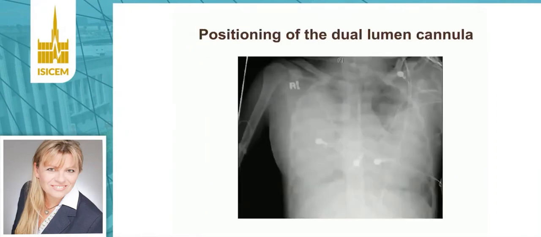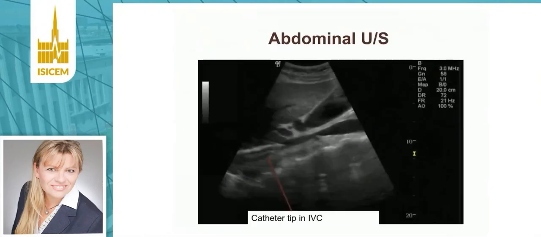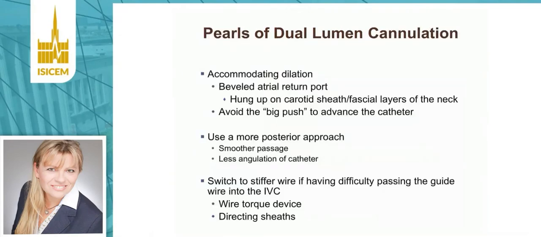This is how the dual lumen cannula is placed and looks on the X-ray picture. And this is what I was talking about, to support the transesophageal echo with a transabdominal ultrasound to see the catheter tip in the inferior vena cava. Some tips for dual lumen cannulation as well. It's used for a more posterior approach. It's a smoother passage, and there is less angulation of the catheter. And the big push to advance the catheter should be avoided.